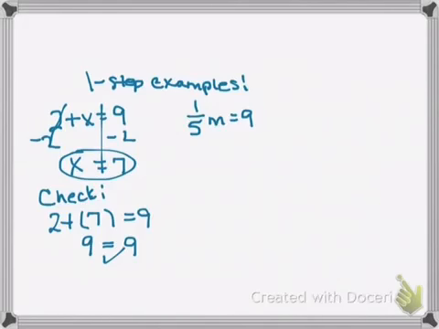I have 1/5 m equals 9 again, and I need to get m isolated. I have multiplication with the 1/5 and the m, so I have a couple of choices. To undo multiplication, you could divide by 1/5, but I could also multiply by its reciprocal, because either one of those operations will leave me with a 1 in the coefficient with the m. So this is what that looks like. The reciprocal of 1/5 is 5/1.